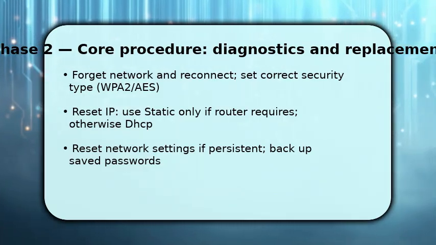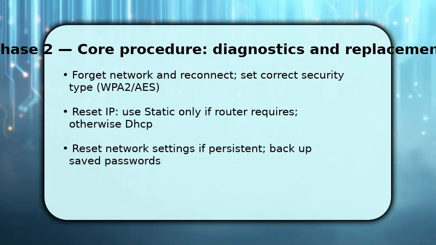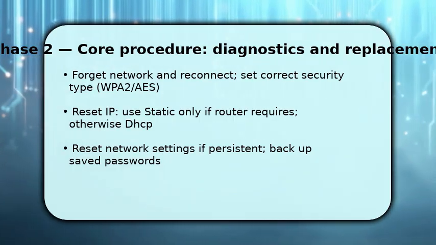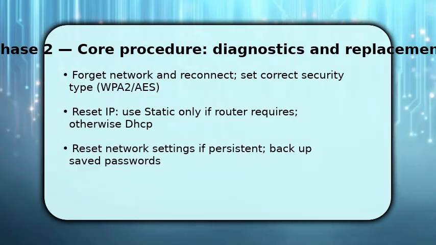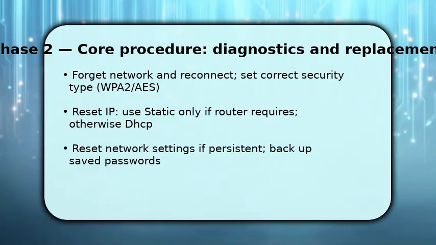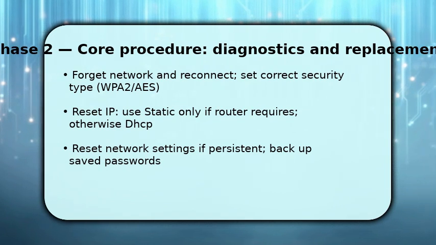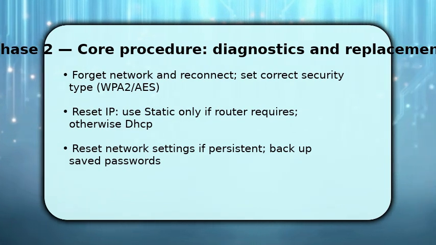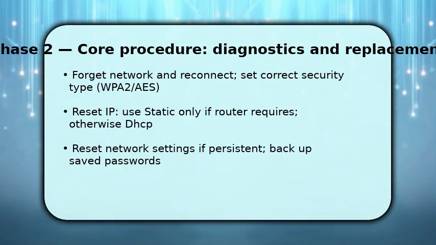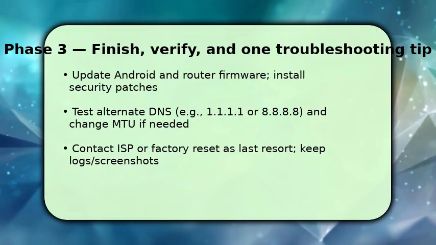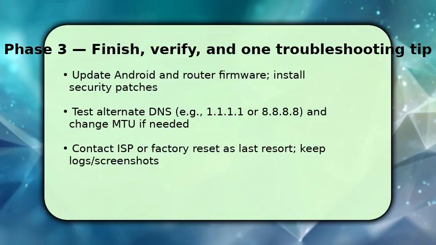If dropped packets or authentication errors remain, reset network settings. Note that this clears saved networks and Bluetooth, so make sure passwords are backed up before you proceed. Finish by updating Android and router firmware. Outdated code often causes timeouts. Then try an alternate DNS like 1.1.1.1 or 8.8.8.8 to rule out resolver issues.